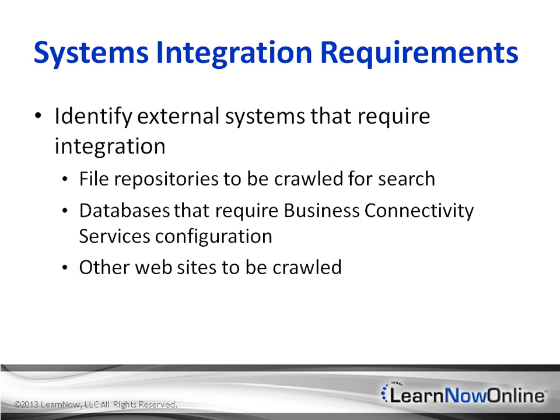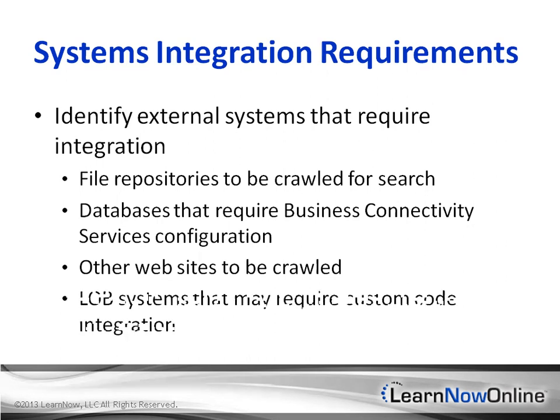Other websites to be crawled. As file repositories can be crawled, additional websites can be crawled. For dynamic content, this is a little bit less useful because as things change, you just get a snapshot of what the crawler sees when it goes through there. But if you've got, again, legacy situations, you've got information repositories already in your organization that may not be underneath SharePoint, pointing SharePoint to them, having them crawl that, being able to pull that in and surface that information becomes very valuable and very much a draw for a good SharePoint adoption. And then the line of business systems that may require custom code integration.